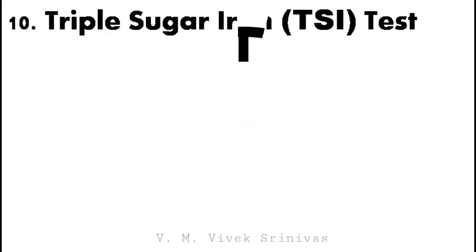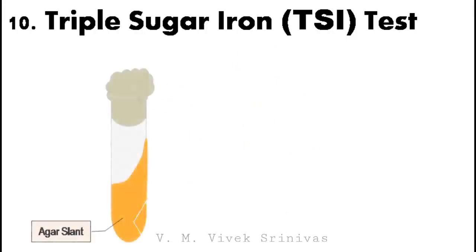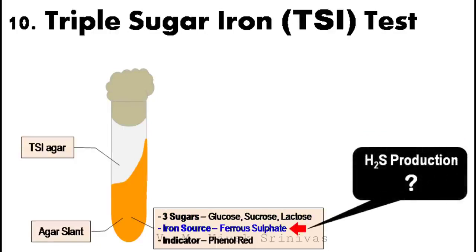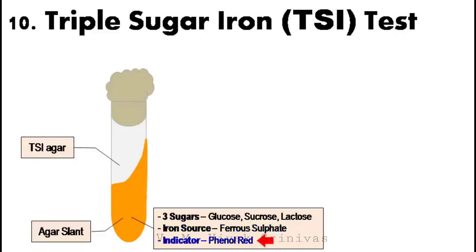Next, the triple sugar iron test, also referred to as the TSI test. The procedure: this test is performed in a test tube with an agar slant prepared with the TSI agar, containing the three sugars, glucose, sucrose, and lactose, to check the bacteria for sugar fermentation of these three sugars. It also contains the ferrous sulfate salt, to check the bacteria for hydrogen sulfide production, and contains the indicator, phenol red.